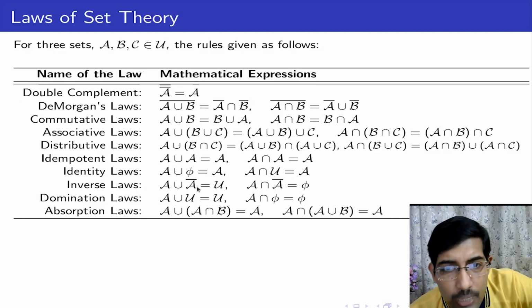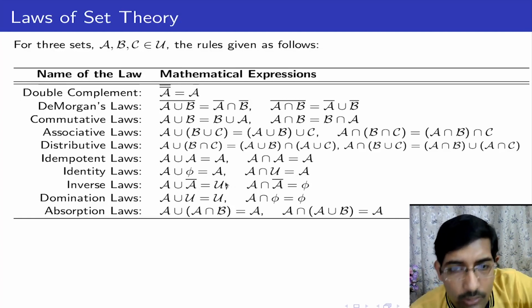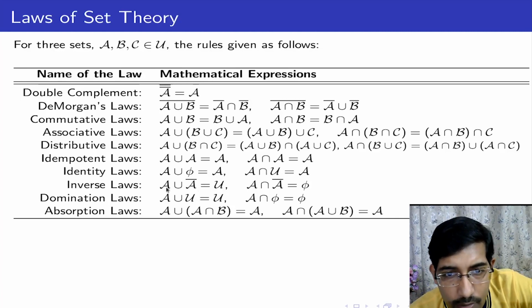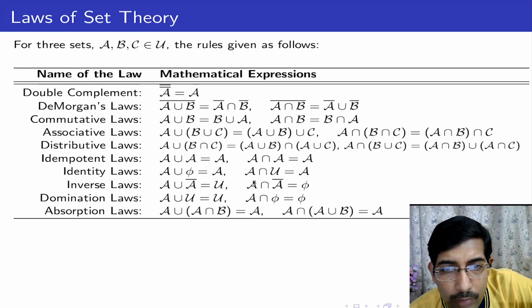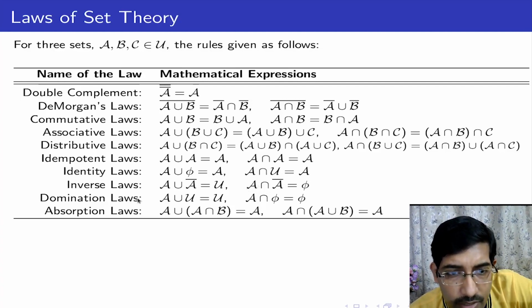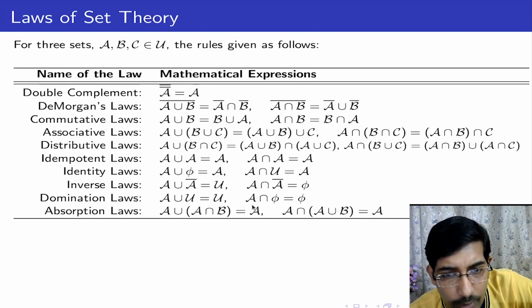Inverse law means A union A complement is the total universe, because either you are inside A or you are outside A, that is, you are everywhere. A intersection A complement means you are saying a member of A as well as a member that is not in A. This is invalid, or this is a null set, because no element can be such. Domination: universe union A is dominated by the universe. Similarly, A intersection null is dominated by the null set.